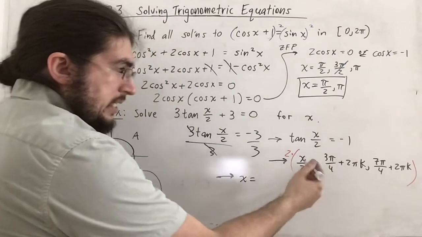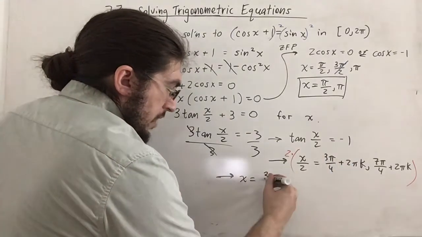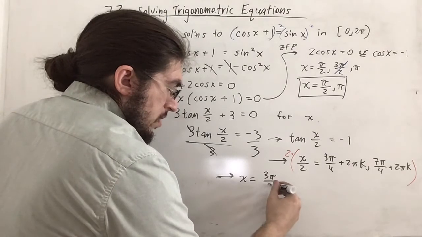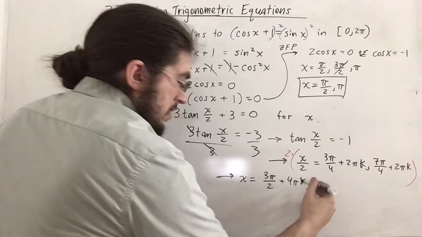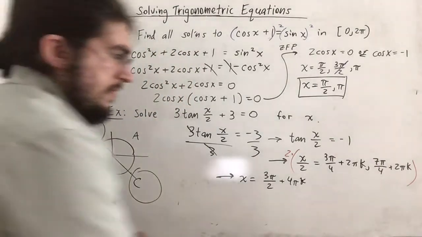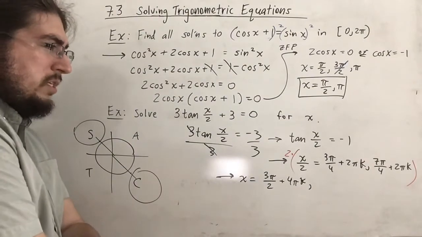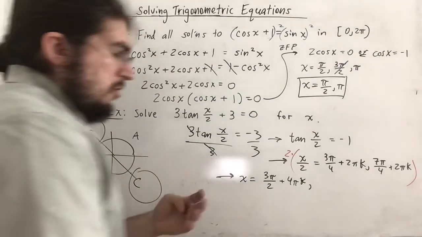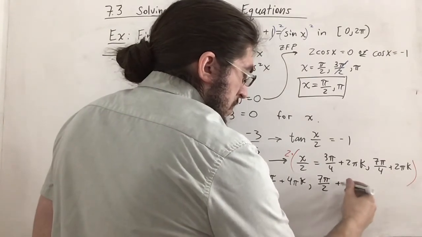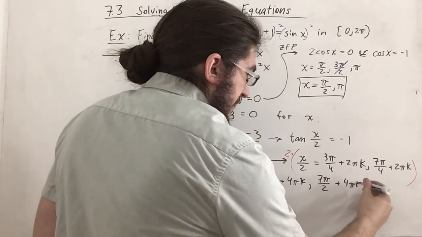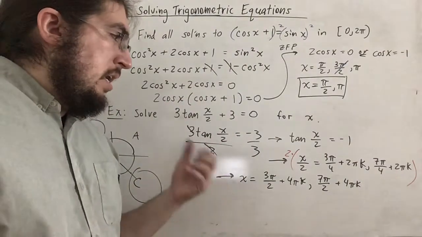And here we'll get, let's see, that's going to be 6 pi over 4, which is 3 pi over 2. But that's plus 4 pi k now. So you need to be a little careful there. And 7 pi over 4 times 2 is 14 over 4. But 14 pi over 4 reduces to 7 pi over 2 plus 4 pi k.